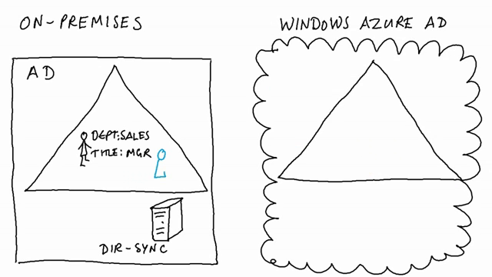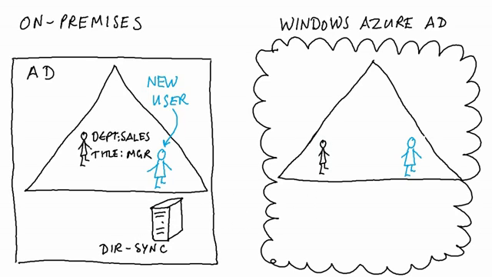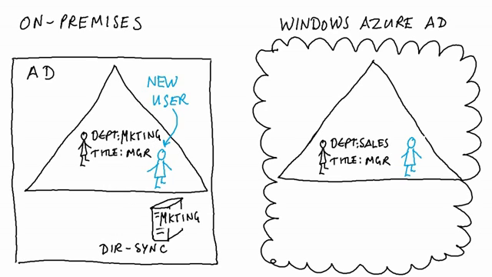A simple tool, DirSync, can be used to keep the users and groups in your corporate AD in sync with your Windows Azure Active Directory. New and existing users are synchronized into the Azure AD environment. If, say, a user's department changes from sales to marketing, this change is synced across to maintain the user data in both environments.